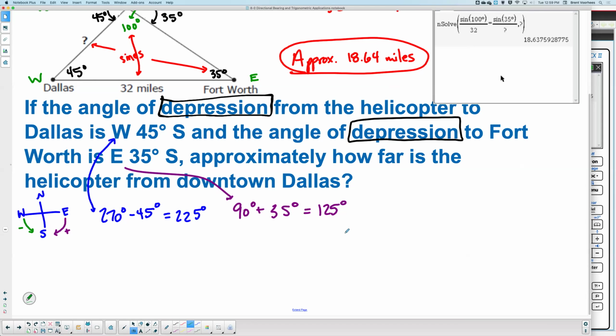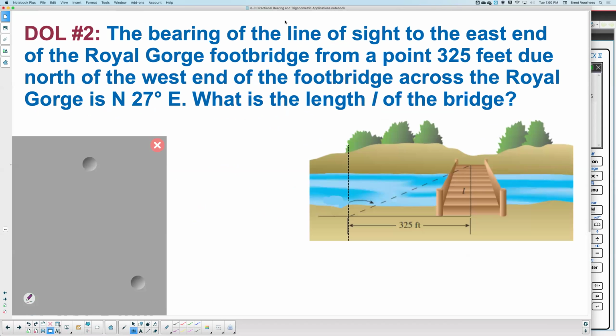All right, your DOL number 2. You're going to be solving the same thing we've done today so far. Nothing new. The only difference on DOL number 2 is I'm giving you quadrantal bearing. So here's your problem. The bearing of the line of sight to the east side of the Royal George footbridge from a point 325 feet due north of the west end of the footbridge across the Royal George is north 27 degrees east. What is the length L of the bridge? You need to find this. I've given you everything else.